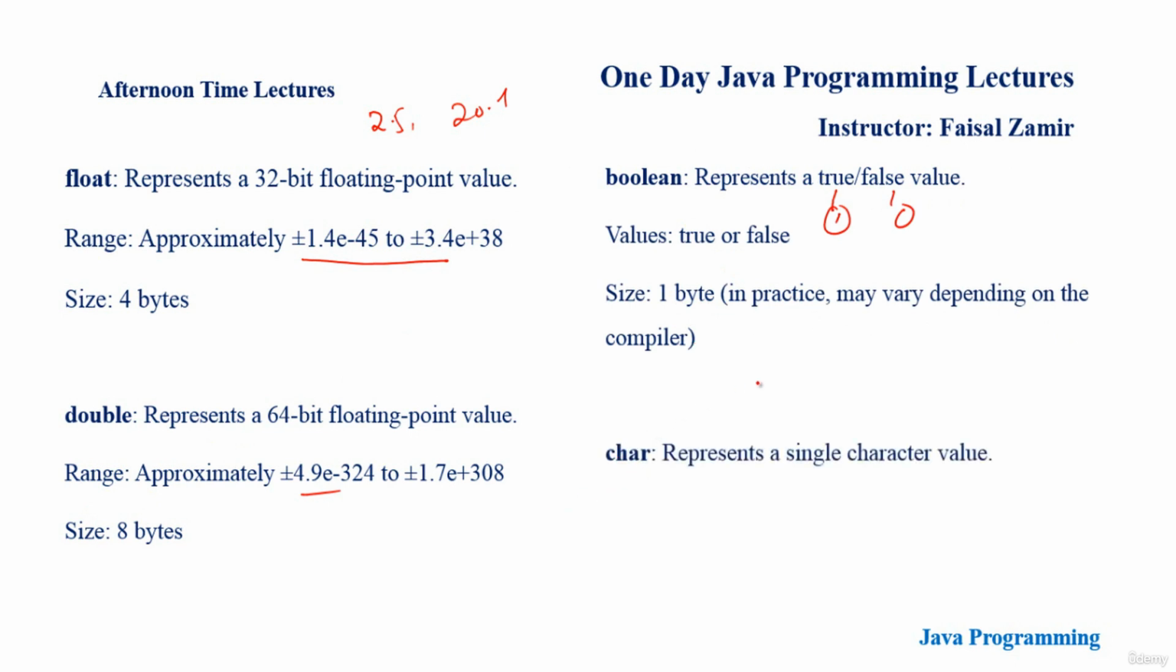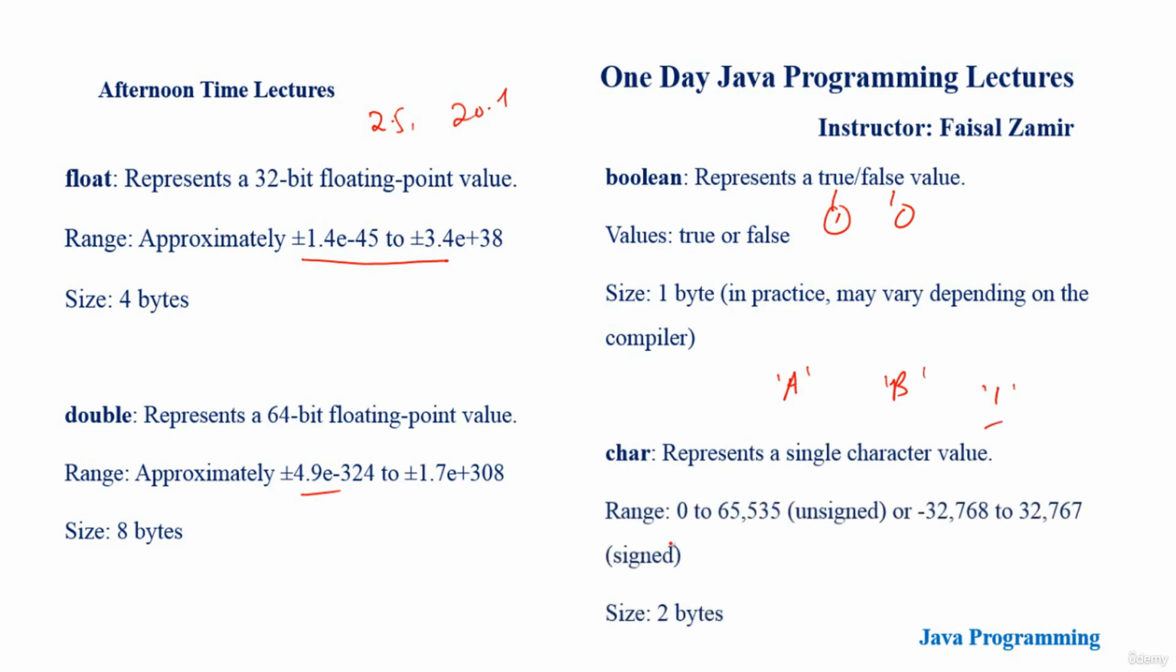Another is char. Char means it can store only one character. For example, A, it can store B, 1. So it can store only one character. Its size will be 2 bytes, and you can see that its range is 0 to 65,535, unsigned. Unsigned means only positive. Or you can see the other range, which will be signed. Signed means when we put any sign, for example, negative. So you can see that this is a signed number and this is an unsigned number.